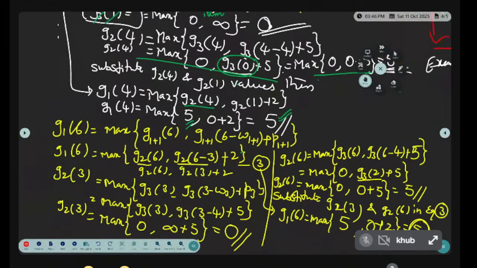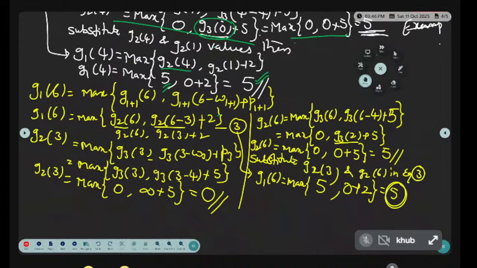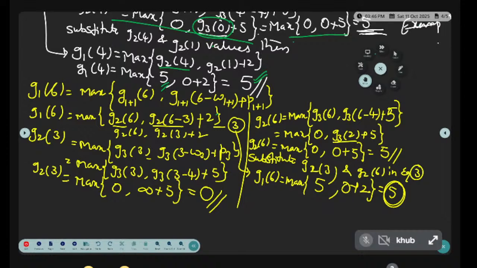G1 of 6? So consider this example, the second example, and you also have to try.